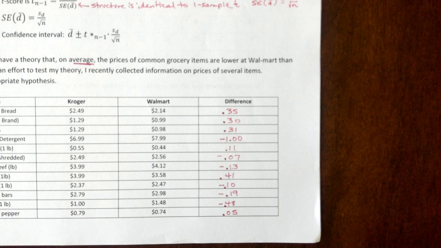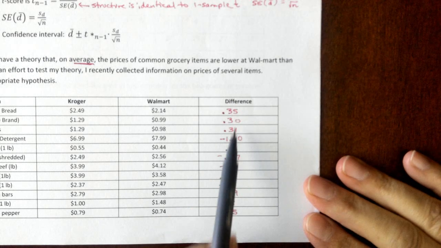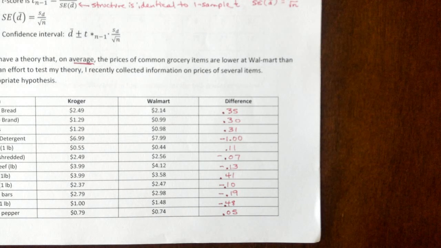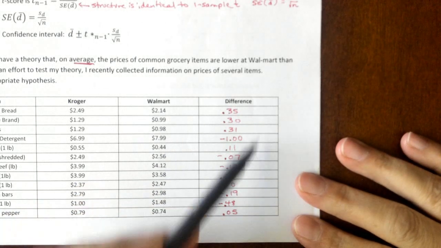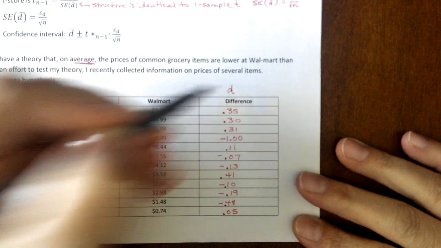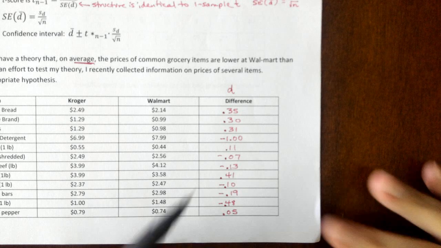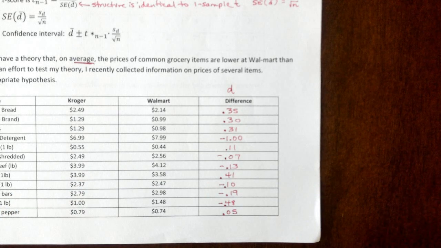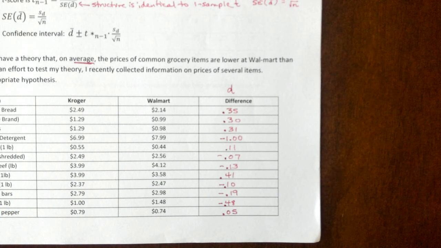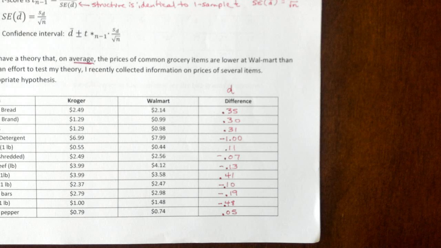And it's the list of differences that we're actually going to work with. We are not going to treat these like two separate sets of data. We're going to treat this as one set of differences, and we're going to run inference just on this set of differences. So these are my D's, and the mean of these would be D bar, and the standard deviation of these differences would be S sub D. And in order to get that information, I would need to put this in the calculator and run a procedure.